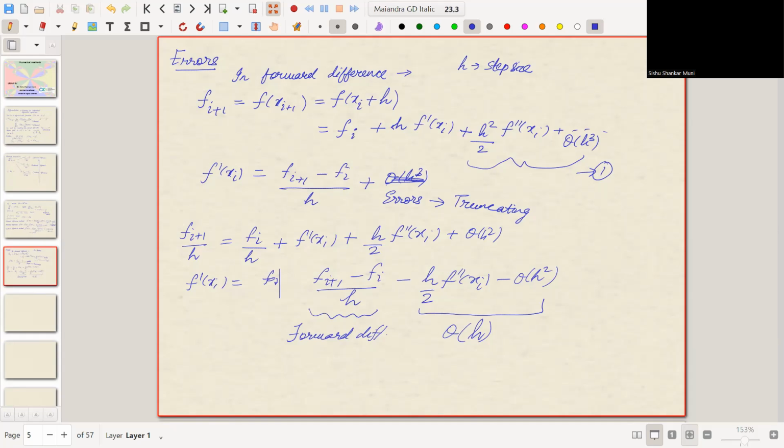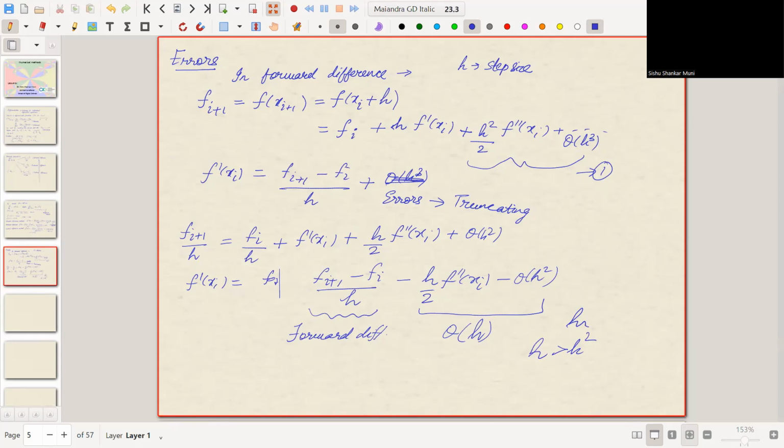The reason is h is a small quantity because it's a grid step size. It will always be less than 1. So h will always be greater than h square. And we have to take the order for the bigger quantity. Therefore, you are taking order of h and not h square.